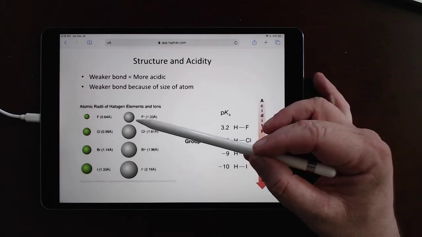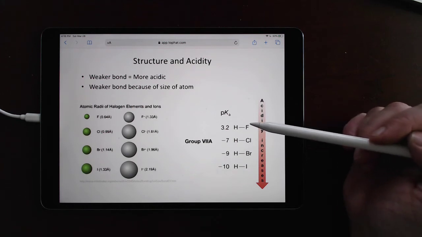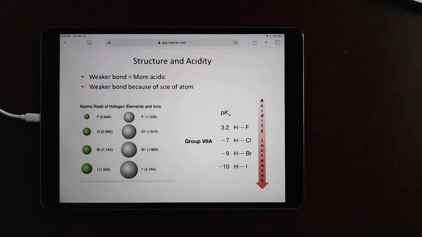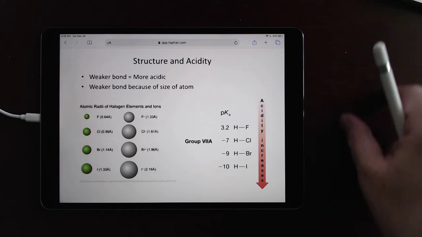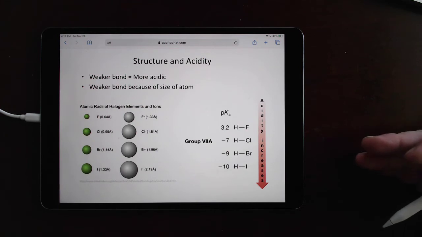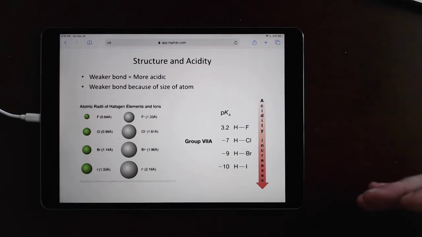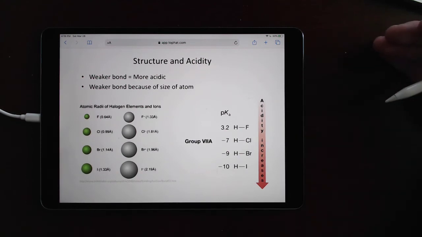Because chlorine is a lot bigger than F. HF is actually considered a weak acid. Okay, and this works for any column. As you go down the column, it's going to be more acidic. So an SH bond is going to be more acidic than an OH bond, and a PH bond is going to be more acidic than an NH bond.